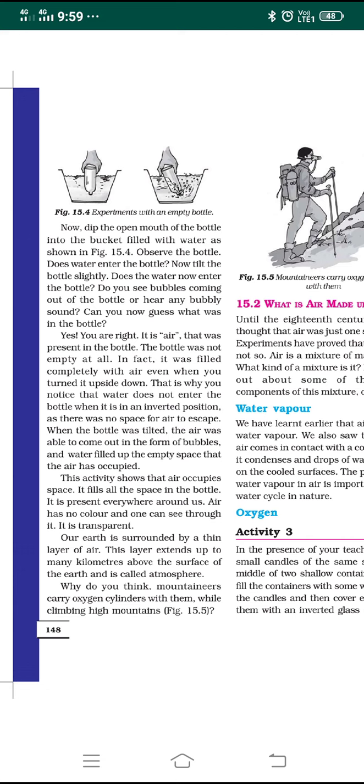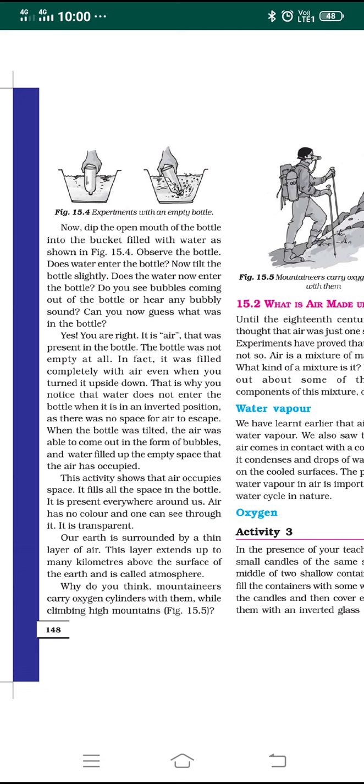Now dip the open mouth of the bottle into the bucket. Take a bucket filled with water, take the empty bottle, reverse it, and dip its open mouth into the bucket of water, as shown in figure 15.4.